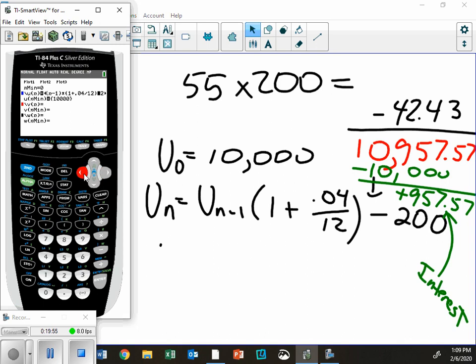If this is a negative where I have the blinking cursor, then it's a loan and you're trying to make it shrink every month. And if it's a positive, you're trying to make it grow every month. And then after that, you put your payment. This thing on the bottom is called your principal. It's how much you started with.